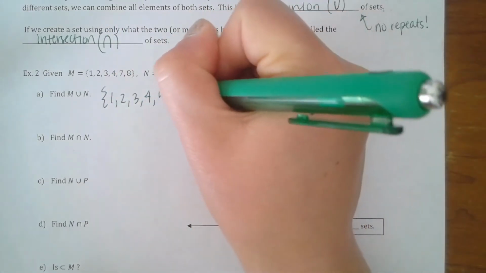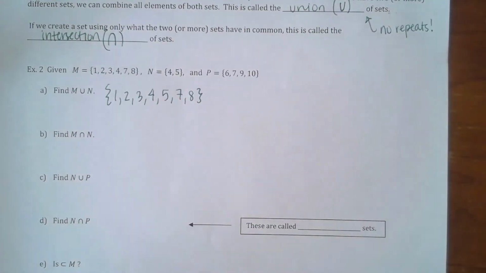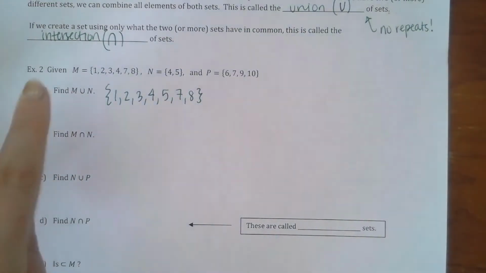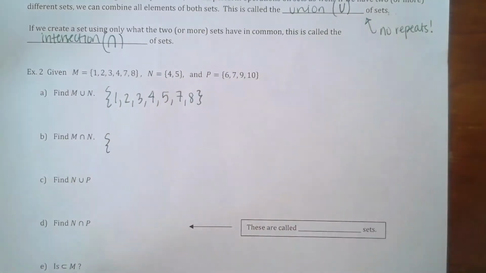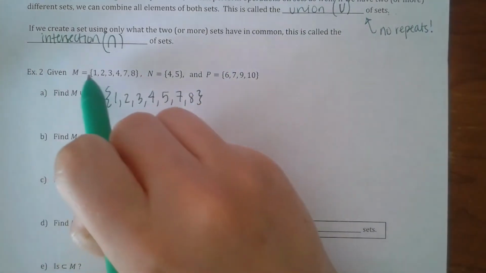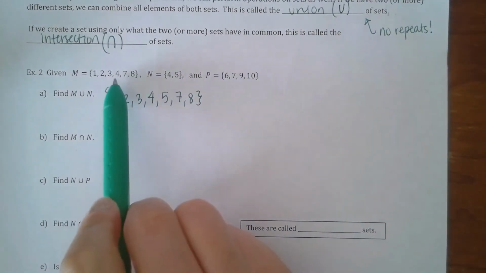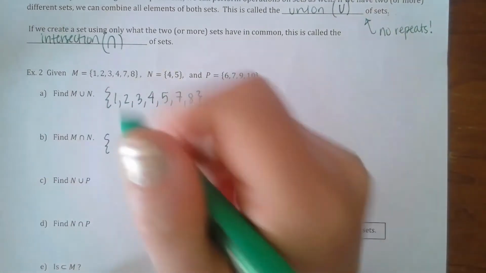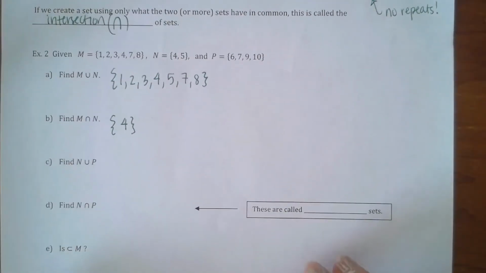I have 5 in N, and I have 7 and 8 in M. So all of the elements is a combination of everything that's in M and everything that's in N in one set. If I was doing the intersection, that would be only what they have in common. So they both don't contain 1, so I wouldn't list that. In fact, the only element that they both contain is 4. That's the only element that's in both of them, so that would be the intersection. It would only be listing one element, 4.